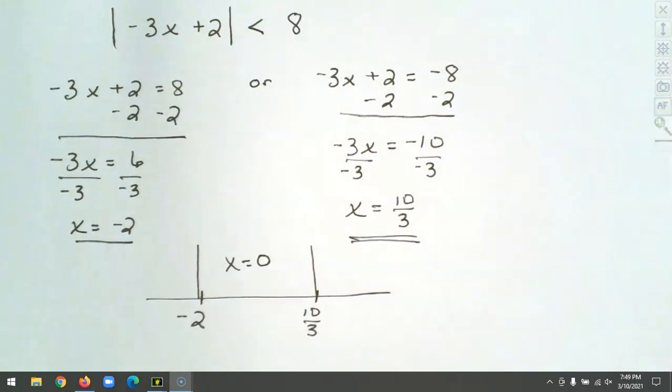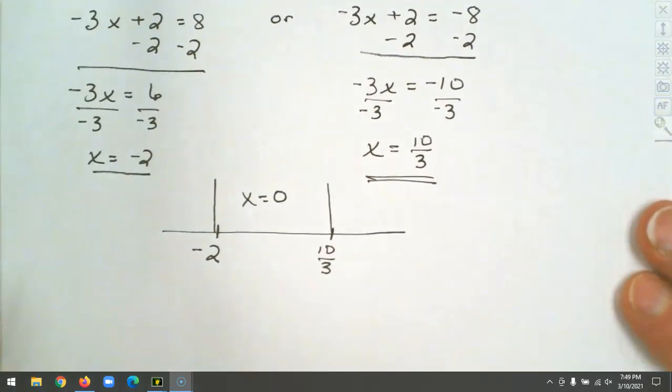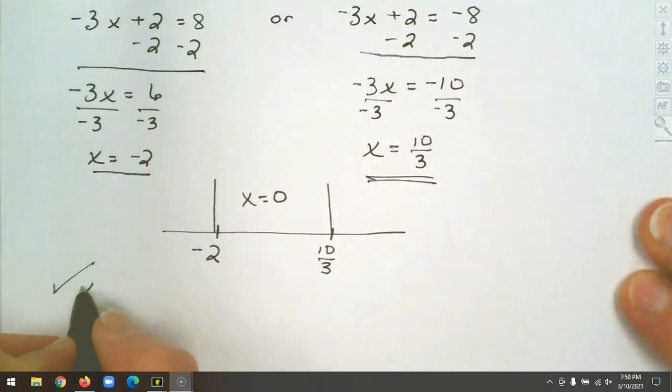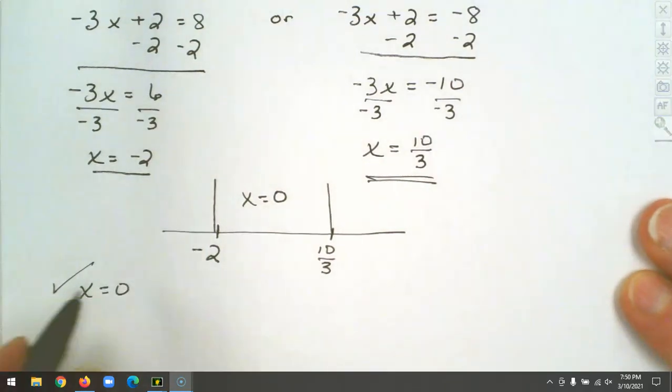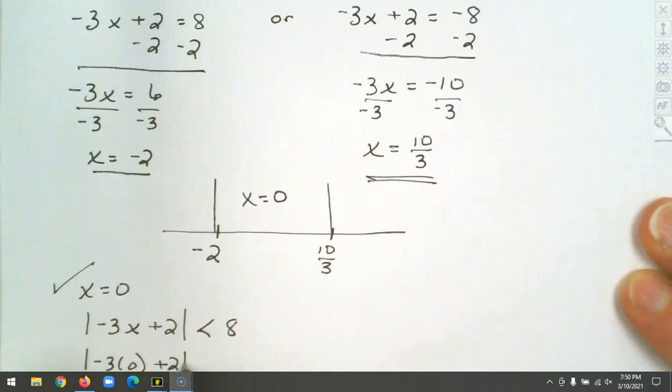And so now we'll check that 0 in our original. So we're going to check x equals 0. And we'll check that in the absolute value of minus 3x plus 2 is less than 8. So plugging in that 0. Three times 0 is 0, so that piece is gone. Absolute value of 2 is 2.